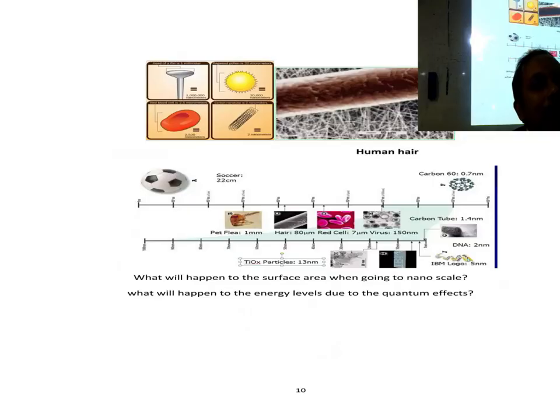Now if you break into nano size particle, hey Ranjit, listen, stop the chatting.